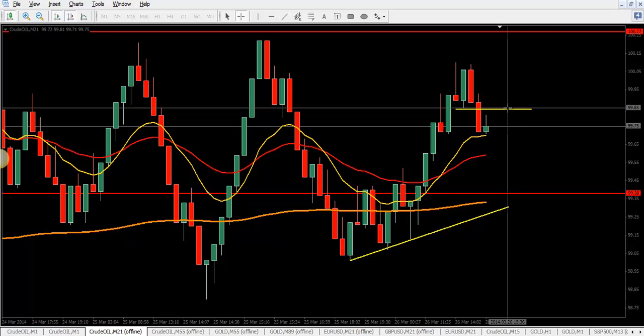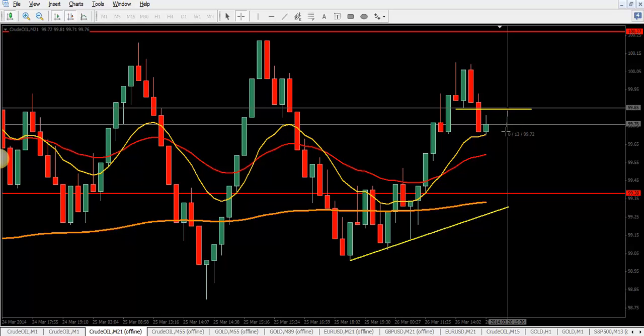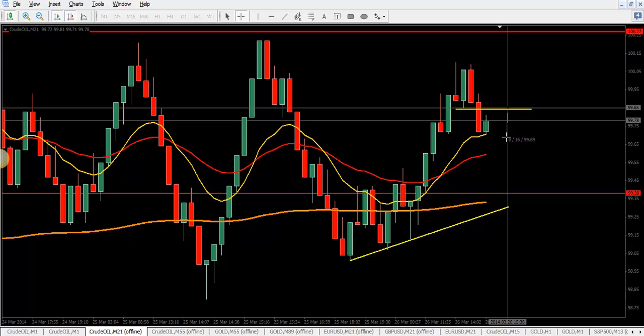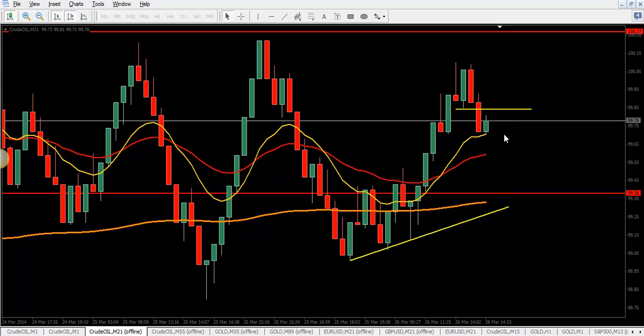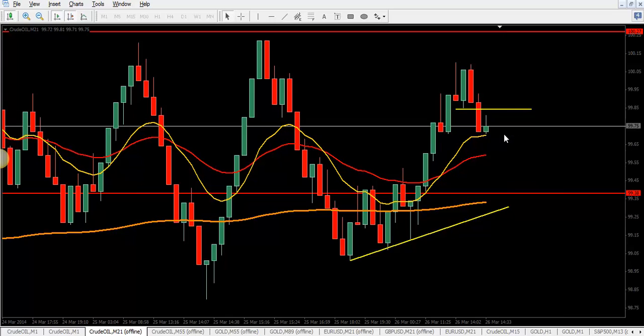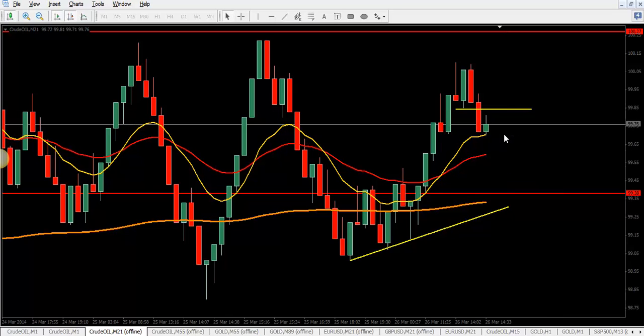If a person were short, it's up like 13 ticks, 14 ticks. With spread, it's like a 10 tick move. It's a good intraday trade, but I don't like selling and I don't like intraday.